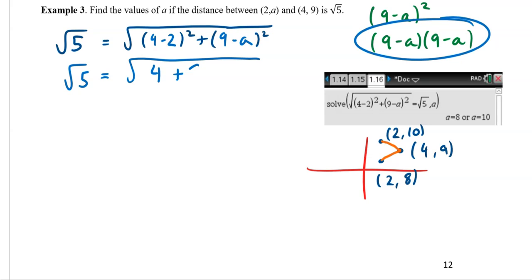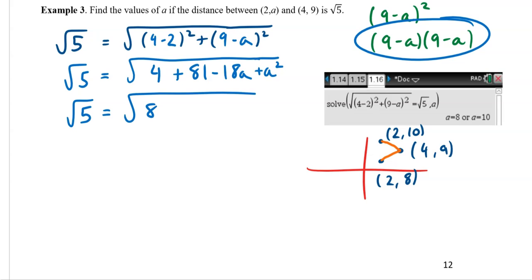So 9 times 9 is 81. 9 times negative a is negative 9a. And negative a times 9 is negative 9a. What that gives us is negative 18a plus a squared. So hopefully that's making a bit of sense. So just be careful with your expansion there. Let's do a bit of tidying up from here. So that's going to be 85, in fact, let's tidy it up a little bit. So a squared I'll put at the front minus 18a plus 85.